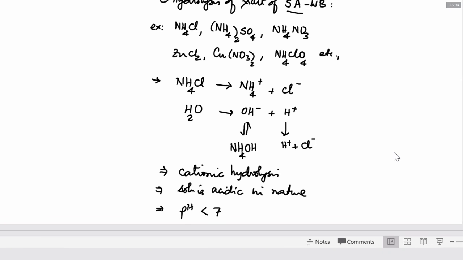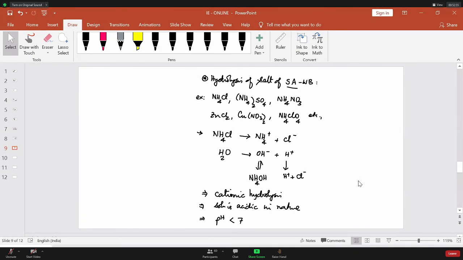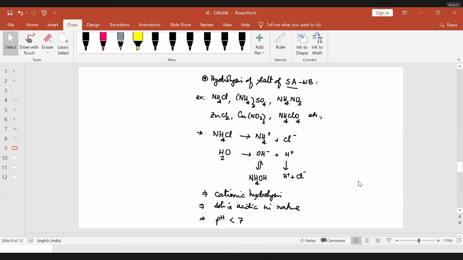The final equation will definitely be pH equals 7 minus some number. As you said just now, 7 plus some number; in the second case we get 7 minus some number. The answer is pH will always be less than 7.